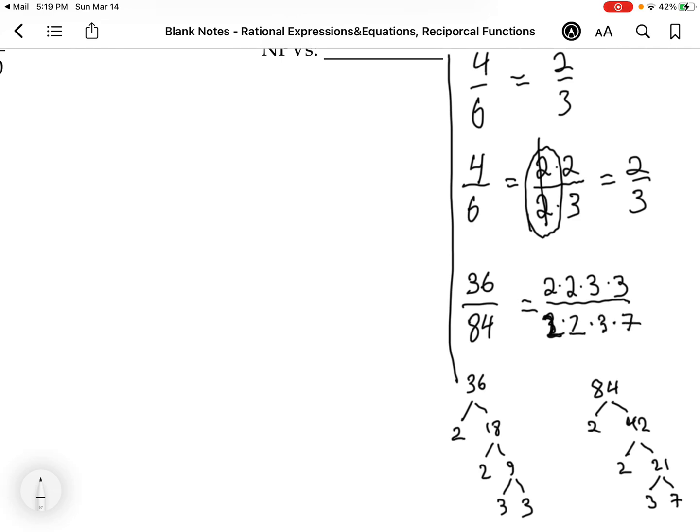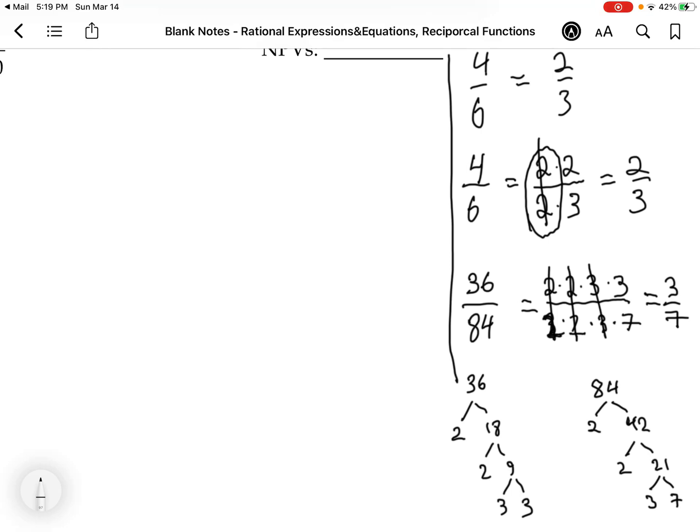And then I can cancel all the common factors. I've got a common factor of 2, and 2 over 2 is 1. Another 2 over 2 is 1. And 3 over 3 is 1. So this all reduces to 3 over 7. So you can do this with numbers as well. We just don't usually do that because we've been doing this with numbers for so long that we don't have to think about it so much anymore.